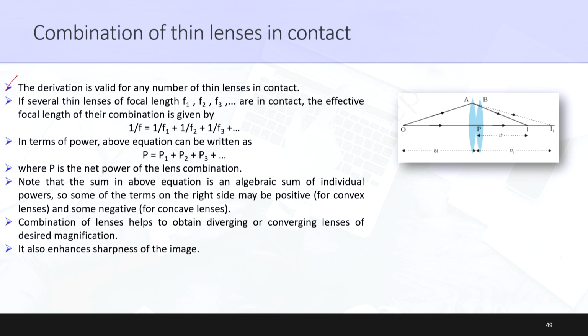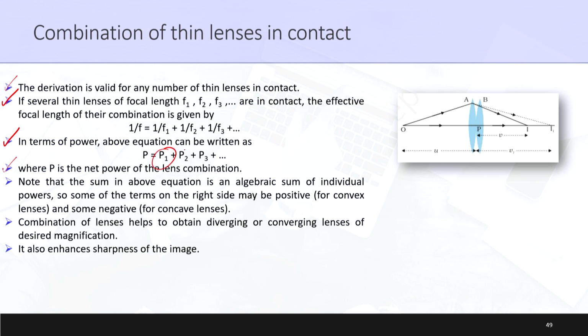Next, in terms of power, the above equation can be written as P is equal to P1 plus P2 plus P3 dot dot dot till Pn, where P is the net power of the lens combination. Now, note that the sum in the above equation is an algebraic sum of individual powers. So, some of the terms on the right hand side may be positive for convex lenses and some negative for concave lenses, quite evident.